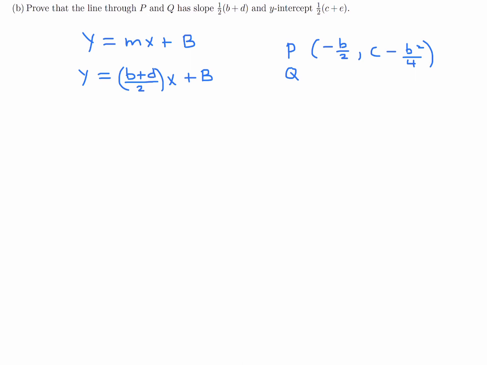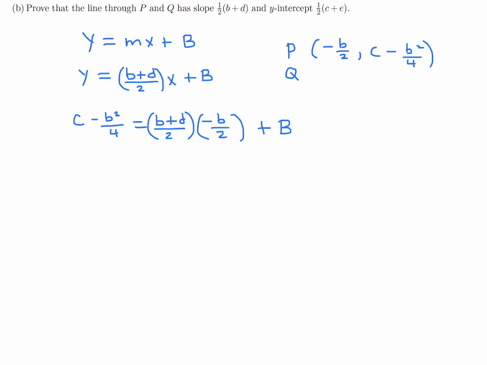So the y coordinate is C minus B squared over 4. And then my slope is B plus D over 2. My x coordinate is minus B over 2. And then I've got this big B. So that's why I use the big B, because we've got small b's in there, and I didn't want to get that confused. All right, so we got some algebra to do.